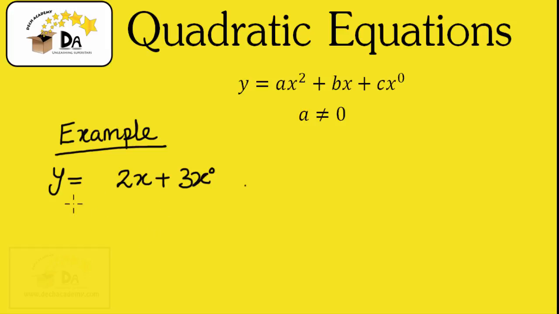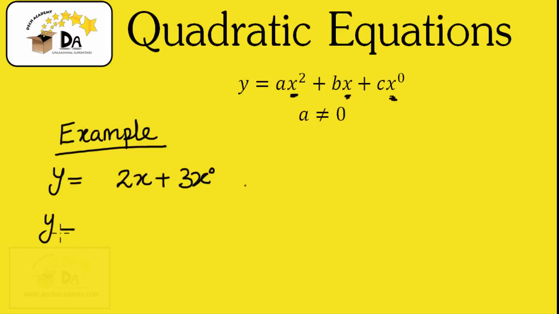Now, what you notice is that there's no term involving x squared. In the general form, there's a term involving x squared, a term involving x, and a term involving x to the 0. There's no term involving x squared. But the rule for quadratic equations is that they take this form and a should not be equal to 0. Now let's try and write this equation in this form. How do we do that?